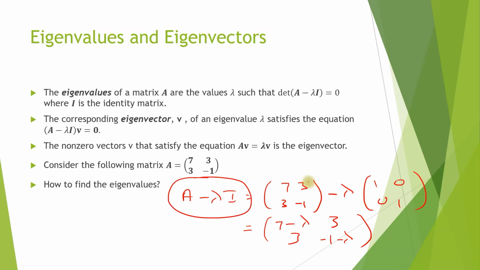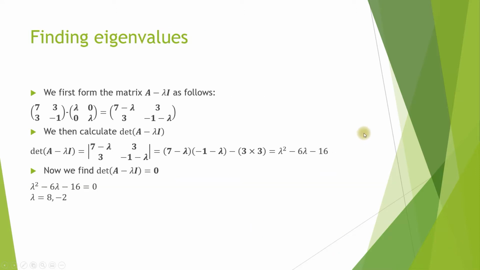So what is our next step? Our next step is to find the determinant. The determinant is obtained by taking 7 minus lambda multiplied by negative 1 minus lambda, then subtracting 3 times 3. And then you set it to 0, and this is what is going to give you your lambda values. So let's show what I did here.